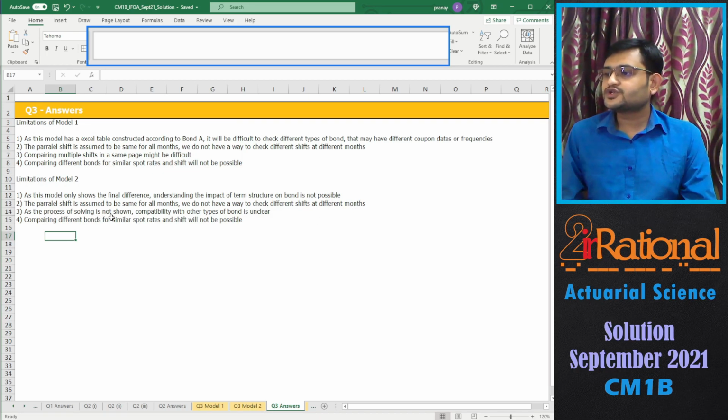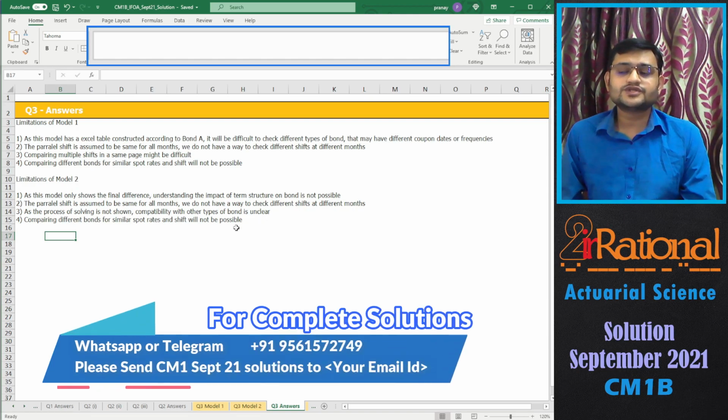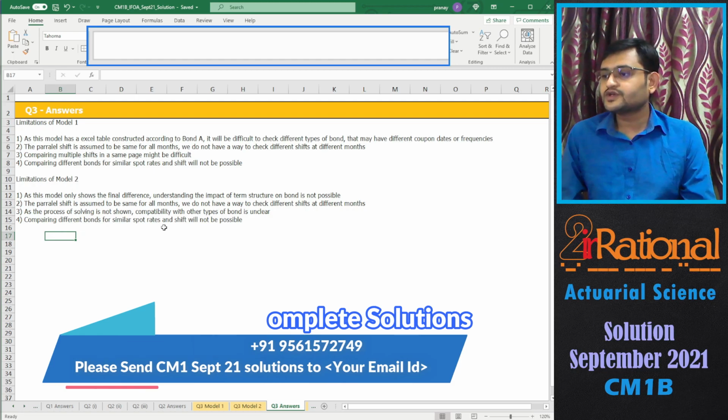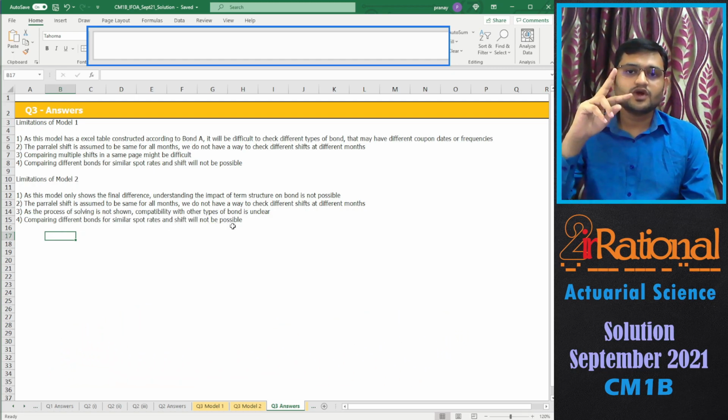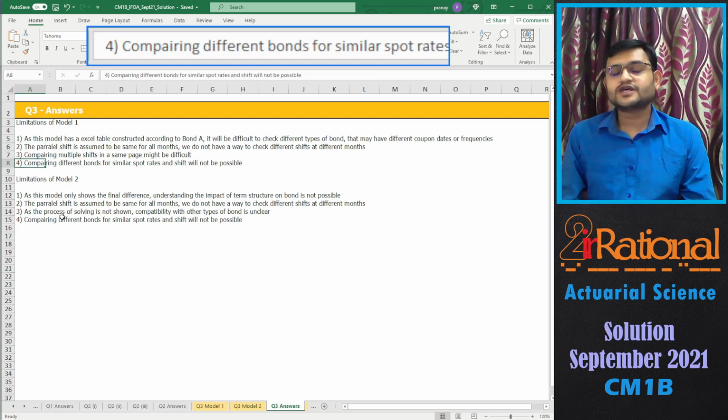As the process of solving is not shown, compatibility with other types of bond is unclear. We don't know what happens if we change the bond. Comparing different bonds for similar spot rates and the shift will not be possible. It's exactly same for both of them. So two of these limitations I have taken exactly same.